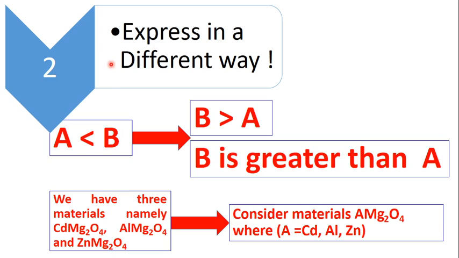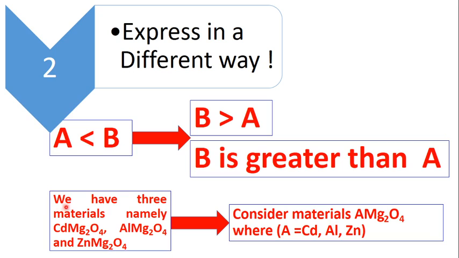Second, express in a different way. To elucidate this point, let us have a look at this example. For example, this is written as A less than B. So one can write it as B greater than A. By writing B greater than A, it doesn't change the meaning that A is less than B. Or even you can write it as a text: B is greater than A.